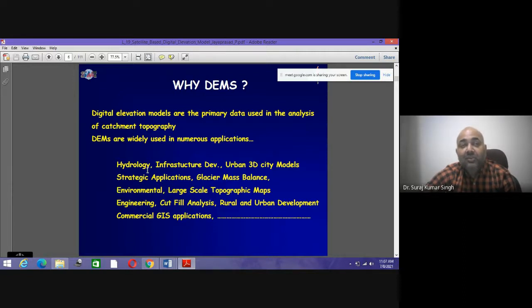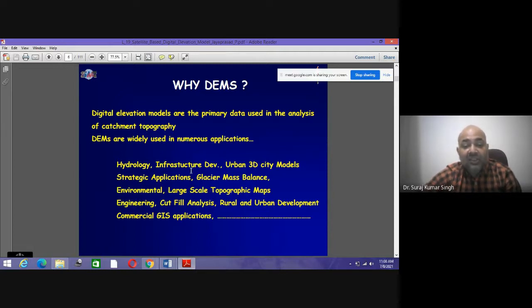But when you use a digital elevation model, nearly 80 to 90% accuracy can be obtained, and the drainages can be extracted automatically from the digital elevation model. So that will save your time, that will save your energy, that will save a lot of work.